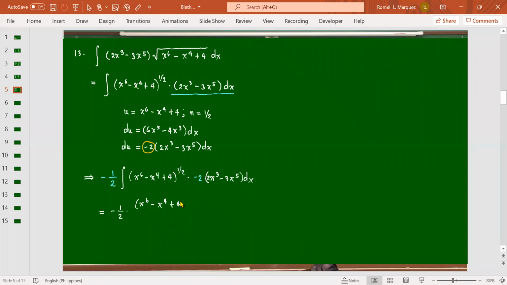Get it, guys? So you no longer need to substitute u. What is 1/2 plus 1? 3/2. All over 3/2, plus c. Simplifying, the 1/2 cancels, so negative 1/3 times x to the 6 minus x to the 4 plus 4 raised to 3/2 plus c. Very easy.